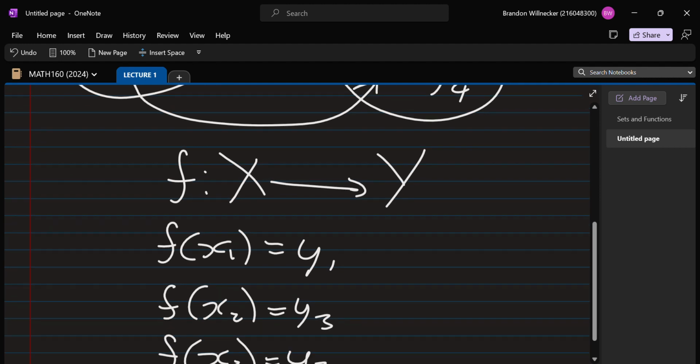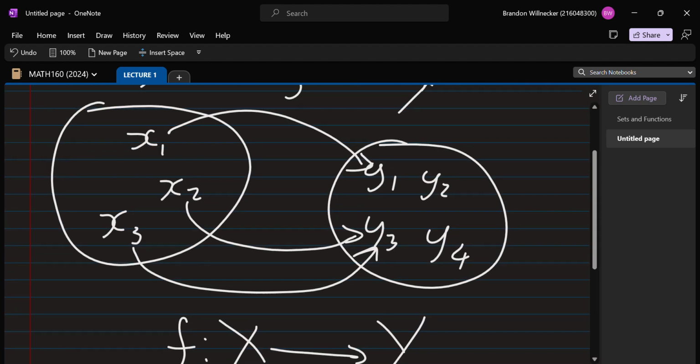X, domain. Y, target. Now, in high school, you came across the word range. What is the range? The range is the elements that we actually use from Y. It may not be all of Y. It may be some of Y. It may not be anything in Y. Whatever it is, we call that the range.